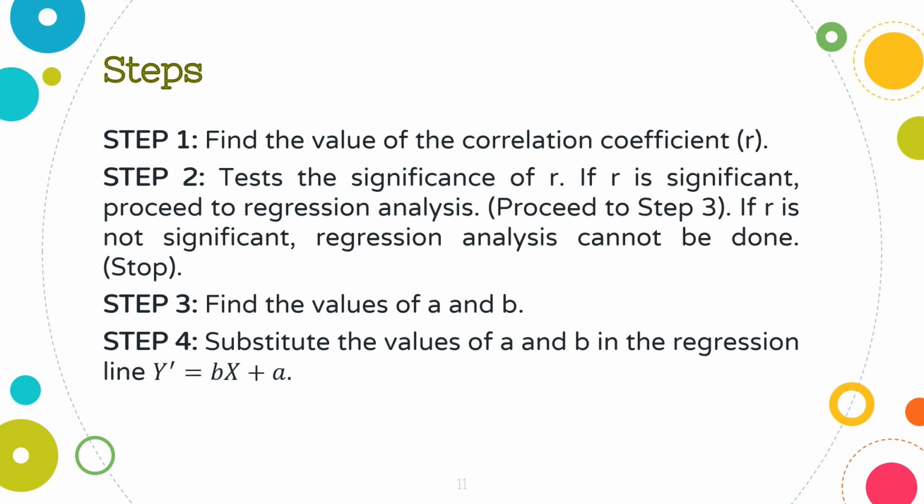So that is the step 3. But if our R is not significant, then regression analysis cannot be done. Means, from that step 2 pa lang mag-stop na tayo. For if the value of R is significant, then we proceed with the step 3 wherein we need to find the values of A and B. Yung equation kanina ng pinakita ko from the previous slide. Then step 4, substitute the values of A and B in the regression line, which is y prime is equal to bx plus A. Okay? Actually, hanggang step 4 lang yan, pero mahaba-habang proseso yan, class.